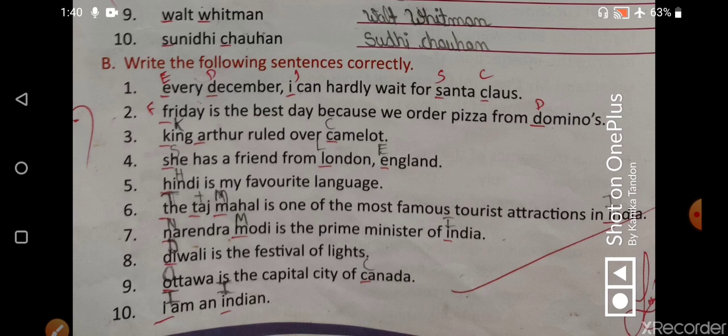Narendra Modi is the Prime Minister of India. So N and M of Narendra Modi, and the P and M of Prime Minister, and I of India will be capital. Diwali is the festival of lights. So the D will be capital. Ottawa is the capital city of Canada. So O and Canada's C will be capital. I am Indian. So I and I of Indian will be capital.